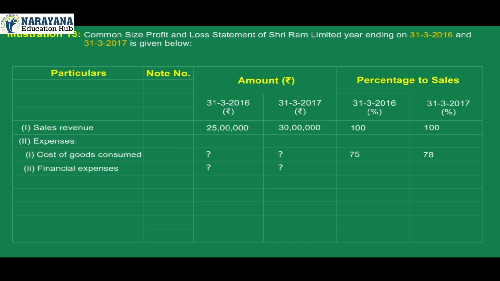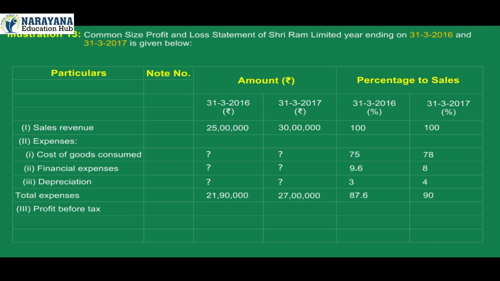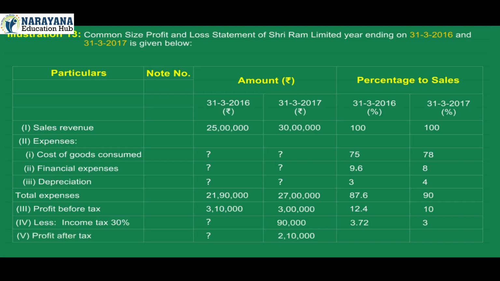Question mark, 9.6%, 8%. Number 3. Depreciation, question mark, 3%, 4%. Total expenses. 21 lakh 90,000, 27 lakh, 87.6%, 90%. 3. Profit before tax. 3 lakh 10,000, 3 lakh, 12.4%, 10%. 4. Less income tax 30%, question mark, 90,000, 3.72%, 3%. 5. Profit after tax, question mark, 2 lakh 10,000, 8.69%, 7%.